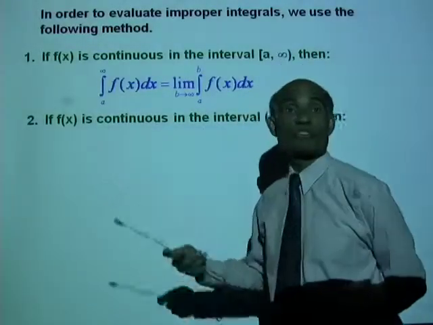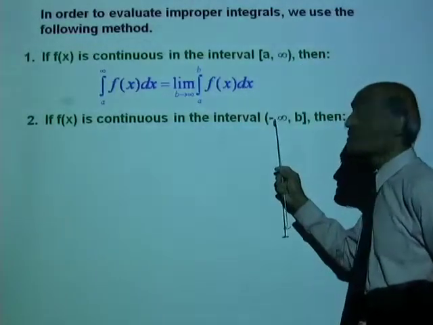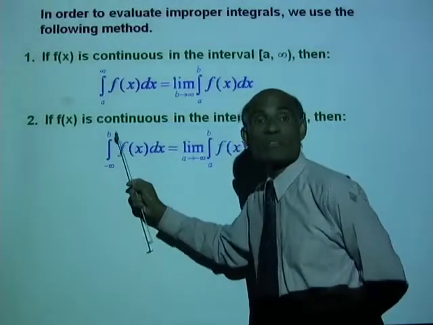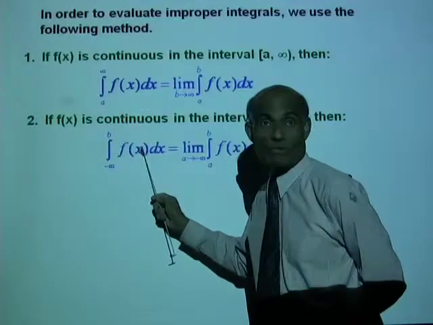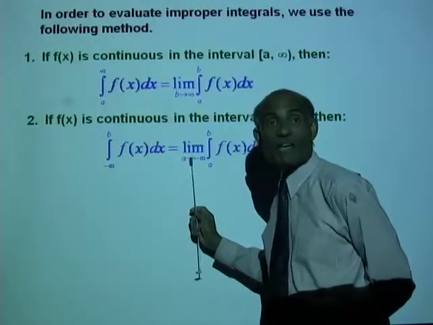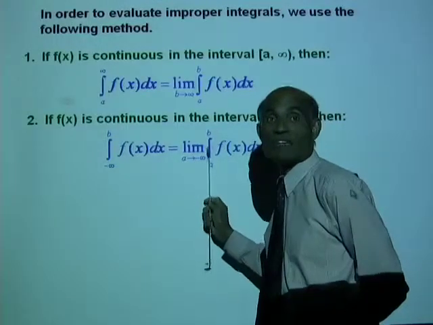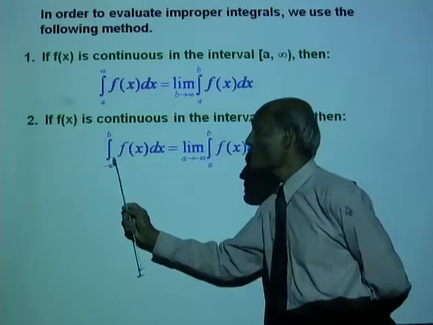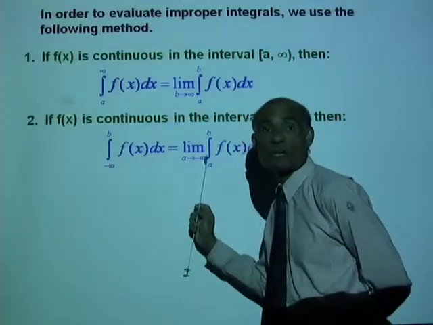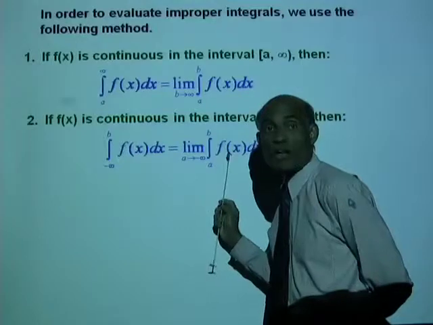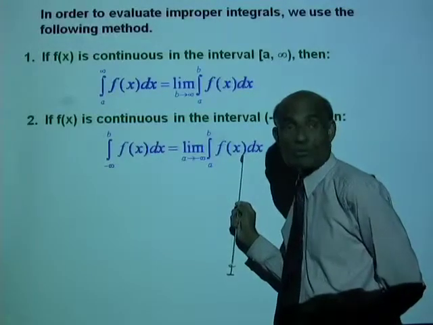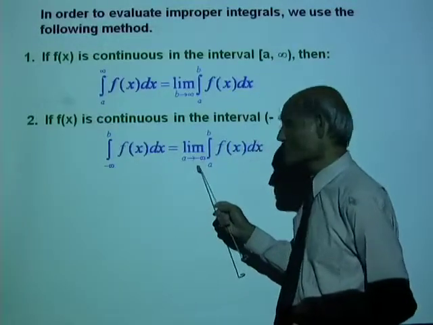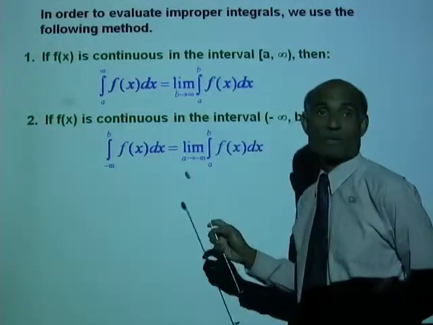Similarly, if f of x is continuous on the interval negative infinity to b, then the integral from negative infinity to b of f of x dx will be the limit as a approaches negative infinity of the integral from a to b of f of x dx. In other words, we replace that negative infinity by a, and after evaluating the integral, we will take the limit of that when a goes to negative infinity. That's the method.